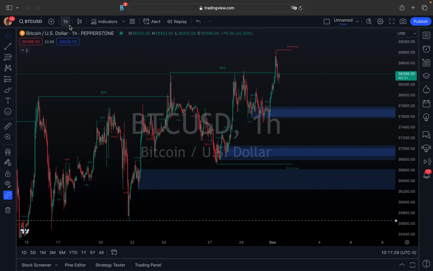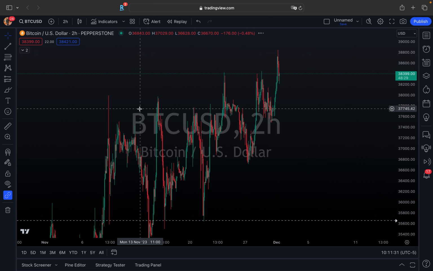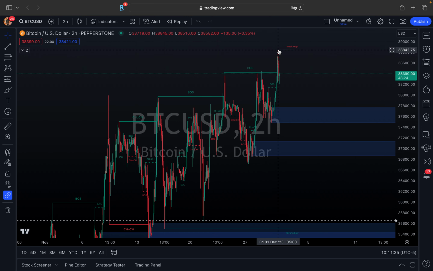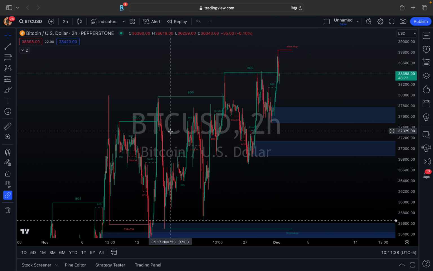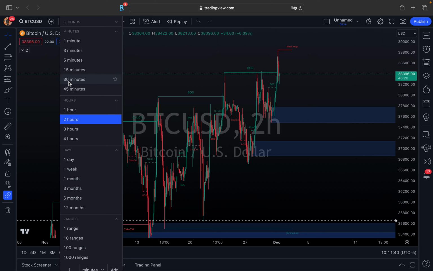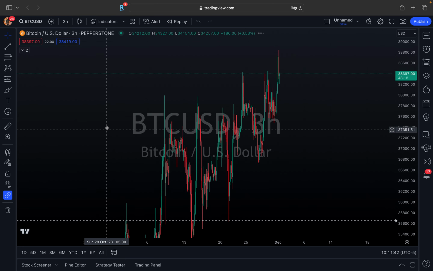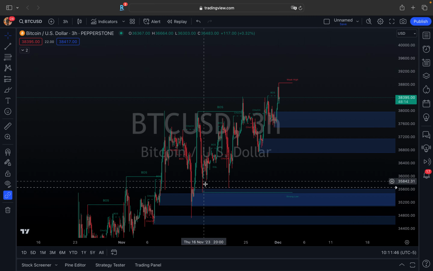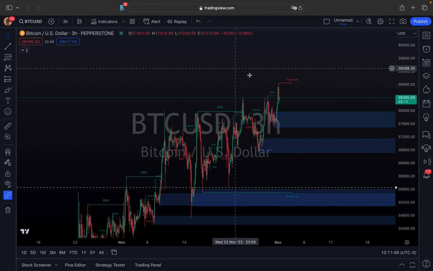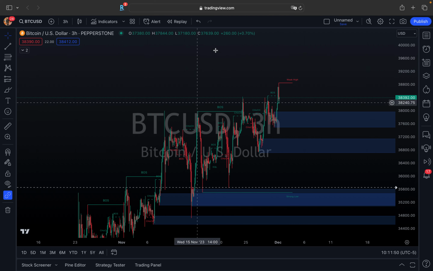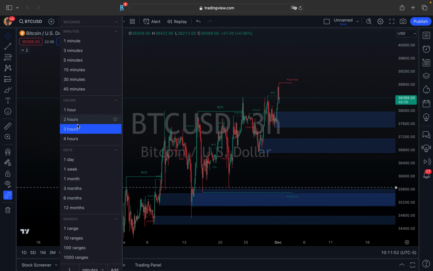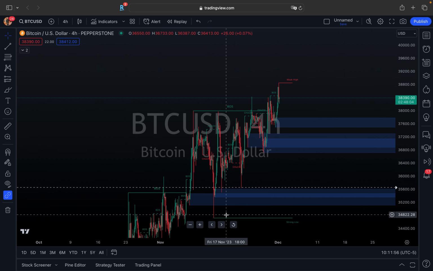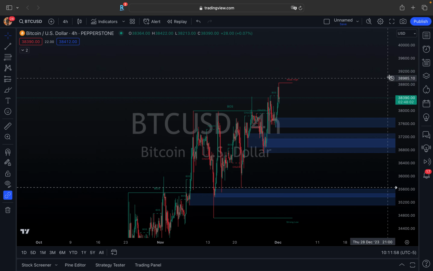I go to the higher time frame, which would be the 2 hour chart. Same thing, weak high, strong low, so it's confirming that it's bullish on the 2 hour as well. Go to the 3 hour chart. It says strong high, weak, strong low, weak high, so it lets me know it's bullish on the 3 hour chart. And then on the 4 hour chart, same thing, strong low, weak high.